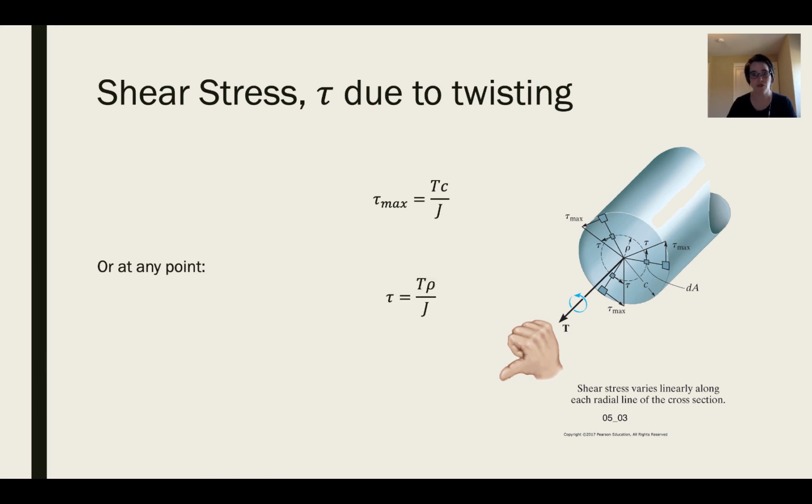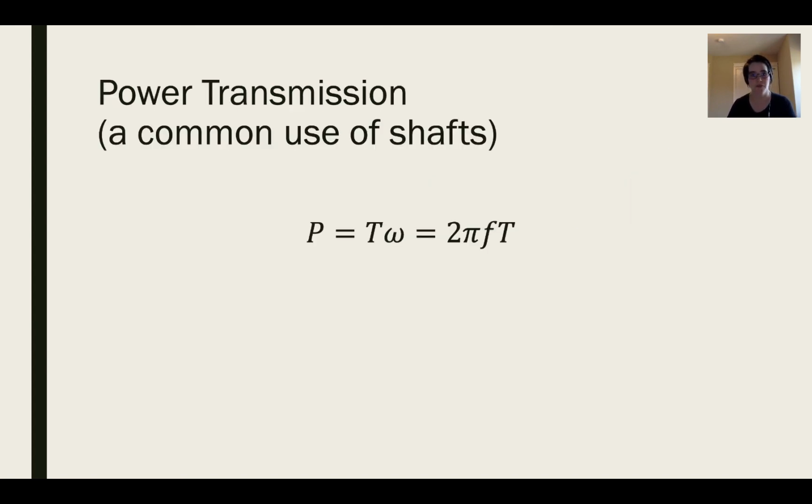At any point, you can figure out what the stress is by, instead of using c, the maximum radius, the extreme fiber of your cross-section, you can use rho. But it's important to note with this that the direction of your shear force varies as you go around the pipe. It's always perpendicular, as shown in the figure there. So that's going to matter when we start to talk about adding and directions later in the course.